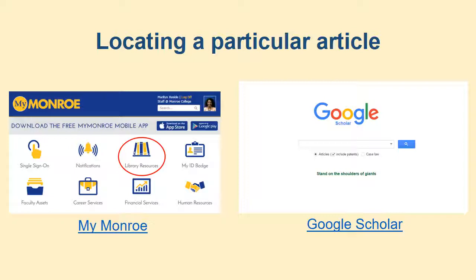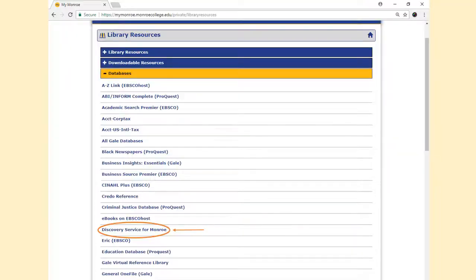So try that under Google Scholar, but as we've mentioned before, there are publications that you have access to as a Monroe College student that you don't have access to as a private individual using Google Scholar. So you can also try My Monroe. When you click on My Monroe in Library Resources, under the Databases option, you'll see a link for Discovery Service for Monroe. Discovery Service for Monroe is sort of like the Google Scholar of the My Monroe world. It's letting you search almost all of the databases at the same time.